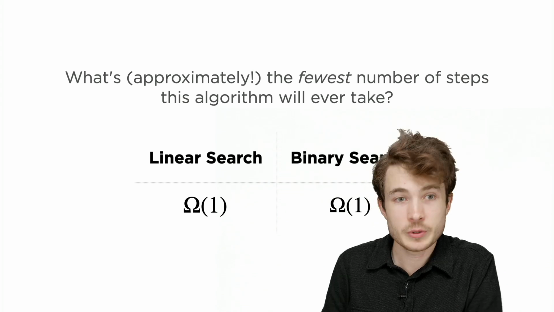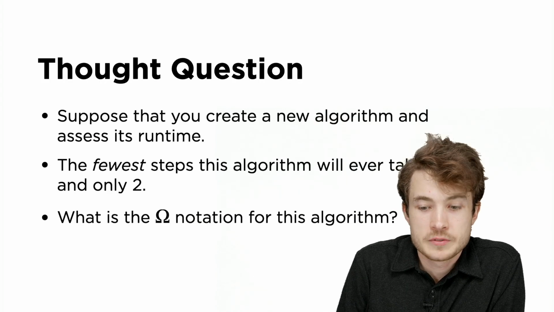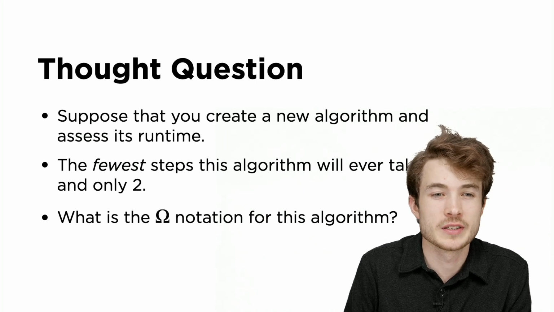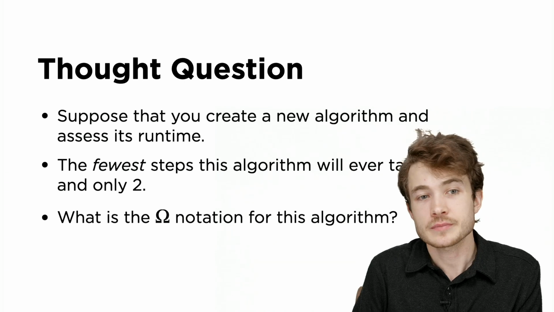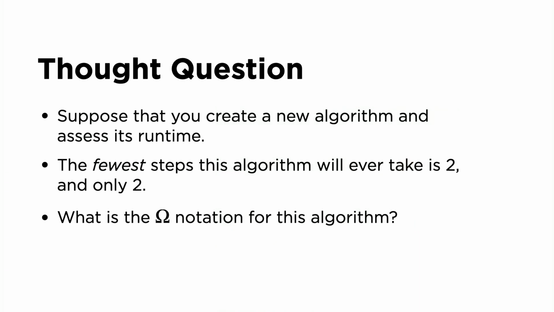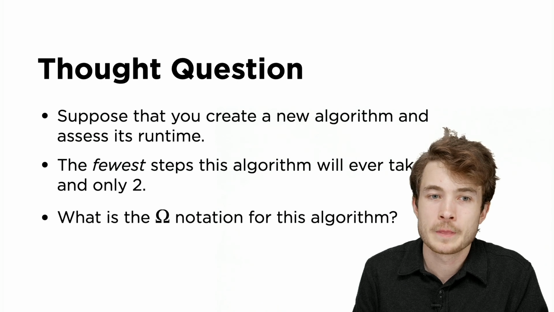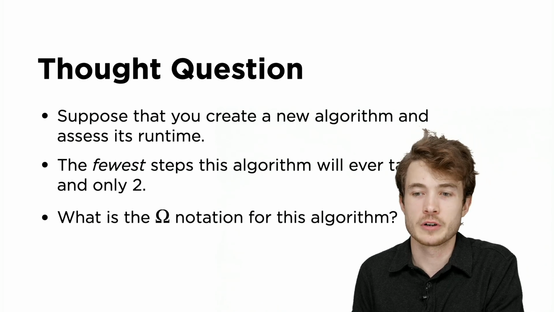Okay, so here's a question for you all then. Suppose that you are creating a new algorithm and you want to assess its runtime. That is, how quickly does it run? You find out that the fewest steps this algorithm will ever take is 2 and only 2. And now the question is, what is the big omega notation for this algorithm? Keeping in mind what we've just discussed, suppose in the best case, this algorithm takes 2 steps. What would be the omega notation for this algorithm?